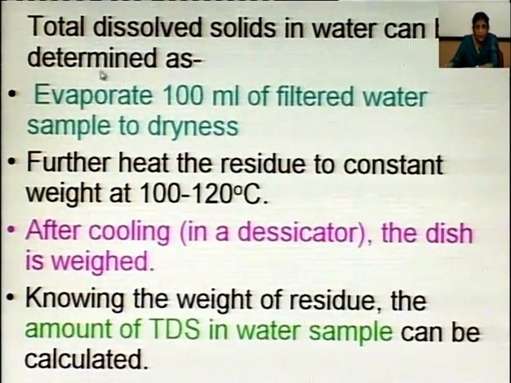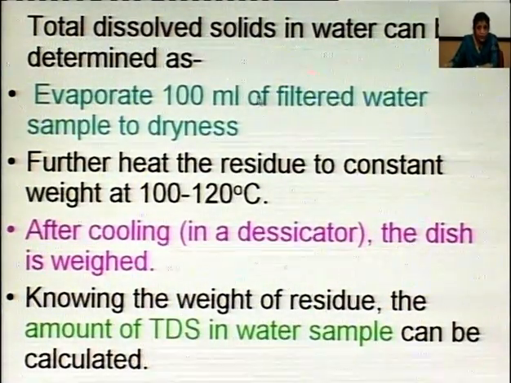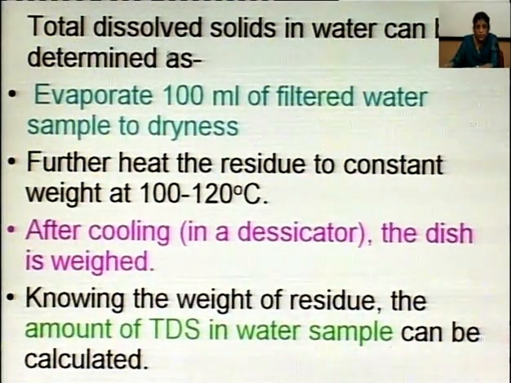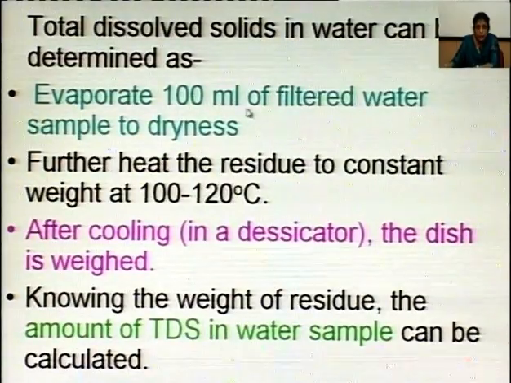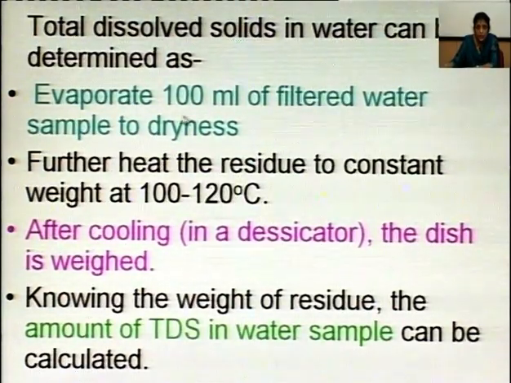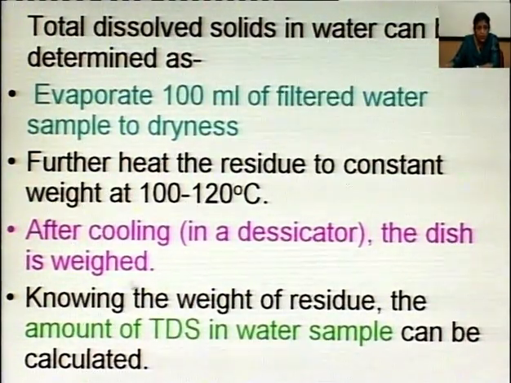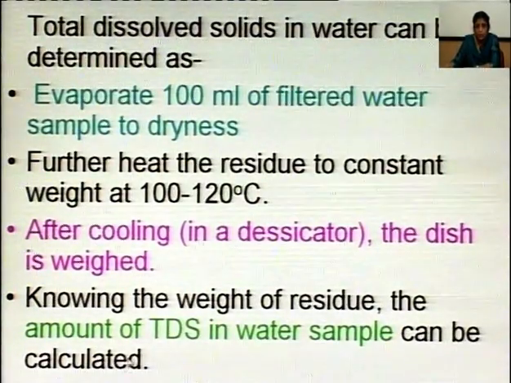So, these can be estimated or determined as follows. Take 100 ml of filtered water sample whose TDS is to be determined. Evaporate the 100 ml of filtered water sample to dryness, and further heat the residue to constant weight at 100 to 120 degrees Celsius. After cooling in a desiccator, the dish is weighed. Knowing the weight of the residue, the amount of TDS in the water sample can be calculated.